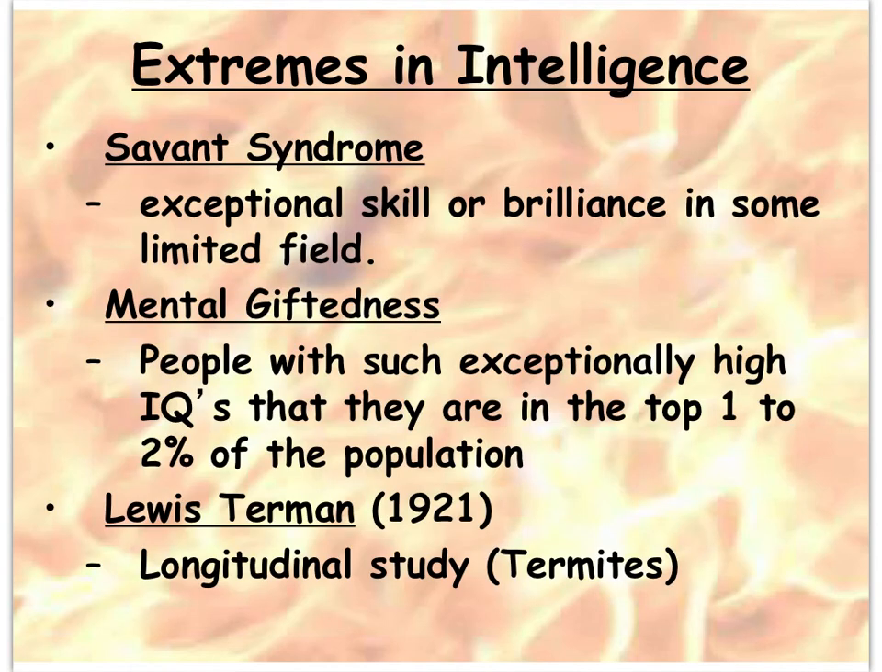So you'll notice with something like savant syndrome, which is this exceptional skill or brilliance in some limited field. First, I want you to hear that if I say that somebody has savant syndrome, you're basically saying that they're exceptional, amazing, really, in this one particular area, or a couple particular areas, but they also have a deficit in other areas as well.